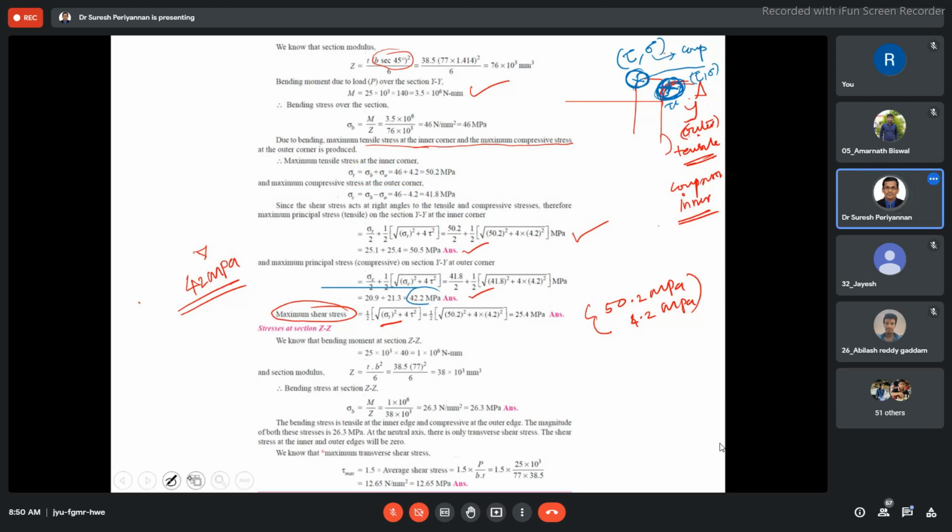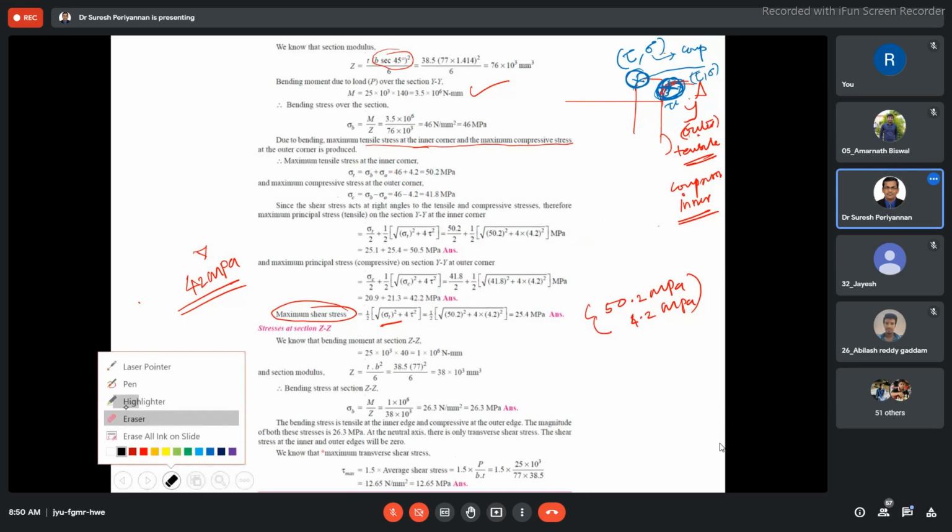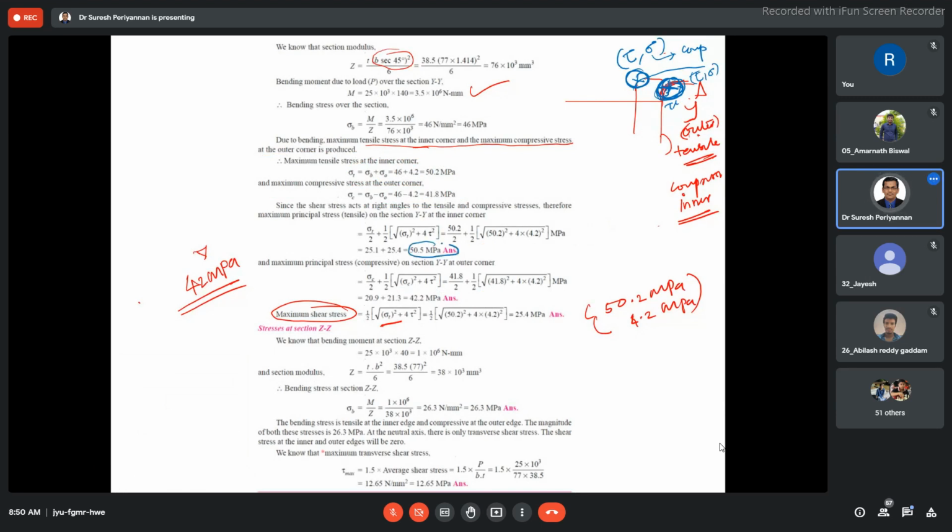This is the inner corner maximum stress. For the inner corner and outer corner, these two components, sigma and tau, are plugged into the same maximum principal stress equation. Then we get this, but in compressive nature. Finally, the maximum shear stress.